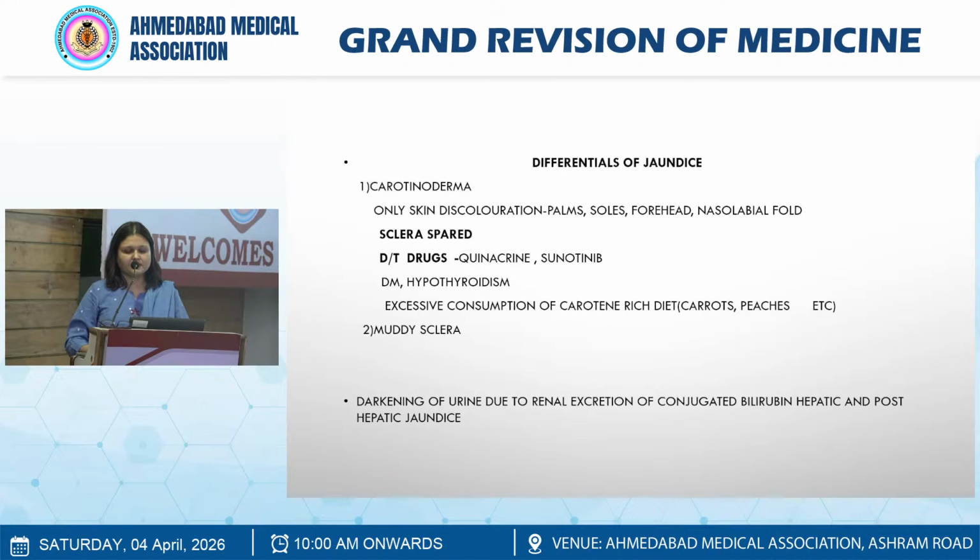And along with the skin and scleral discoloration, a person may have darkening of urine. There is a yellow discoloration of urine also, especially in hepatic and post-hepatic jaundice.